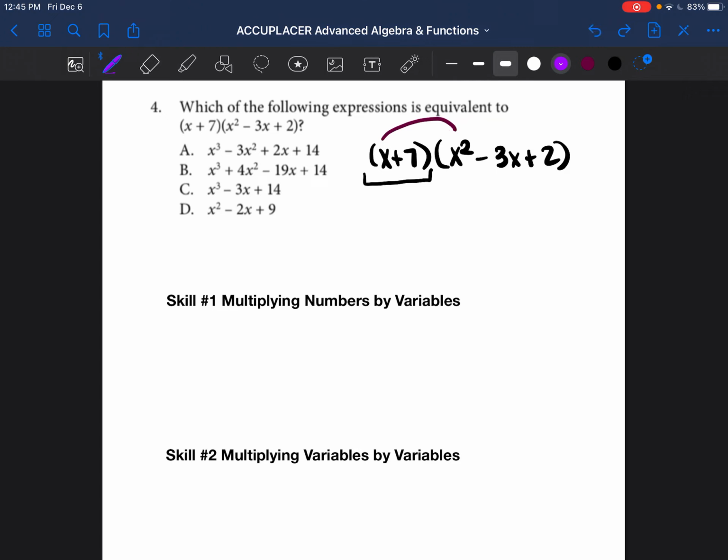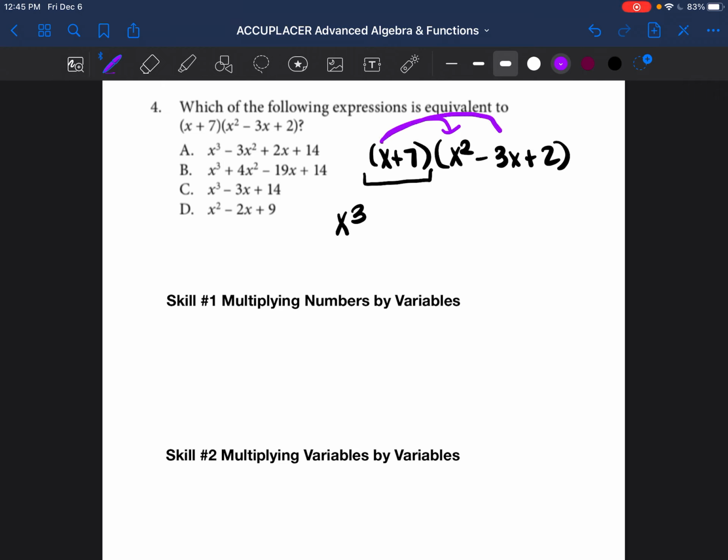So we're going to go ahead and do x times x squared. This is x to the first power times x squared. When you're multiplying, you add the exponents. So it will be x to the third power. Again, this one I'm going to move through a little bit quickly, but then I'm going to explain each one of these skills. So x to the third power.